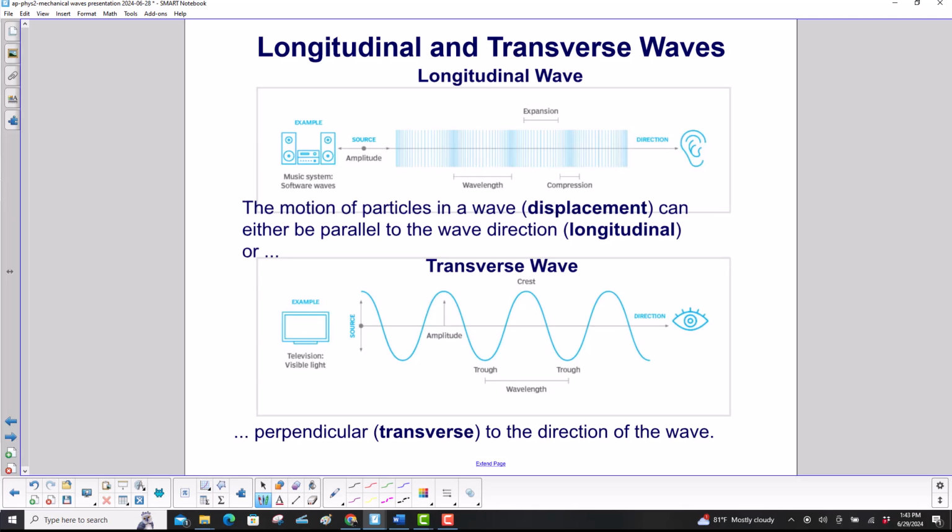The motion of particles in a wave, displacement, can either be parallel to the wave direction, and we call those longitudinal waves. That's over here. You've got sound coming out, and you have periods where the molecules get further away from each other and periods where they get closer to each other. Or they can be perpendicular, transverse to the direction of the wave. So this would be an electromagnetic wave. And in this case, the displacement is up and down, but the direction of the wave is this way, so it's perpendicular or transverse.